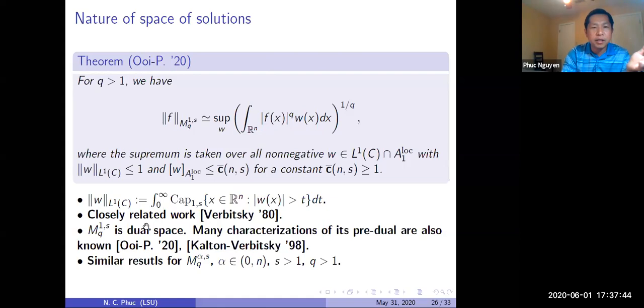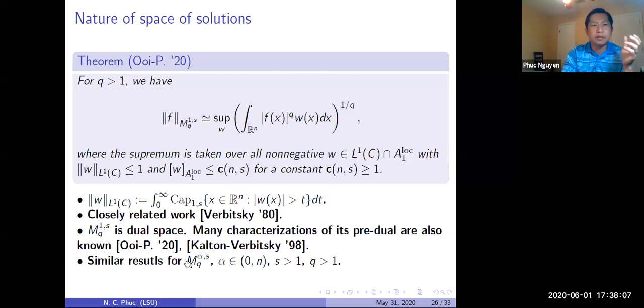And I want to mention something about this space, okay? It's very similar to the Morrey space in the sense that it is also a dual space, okay? And you can find many characterizations of the pre-dual of this space from our work, from my work with Ooi, and also from the work of Calder and Verbitsky. I don't want to go into details here.